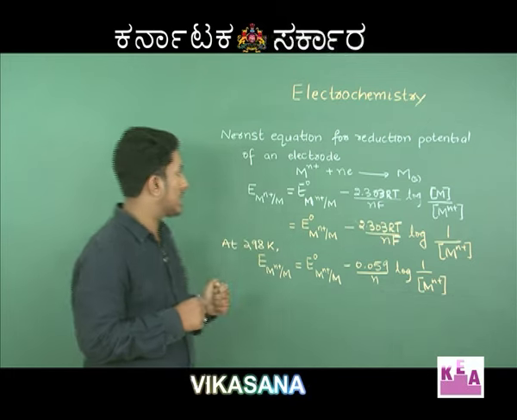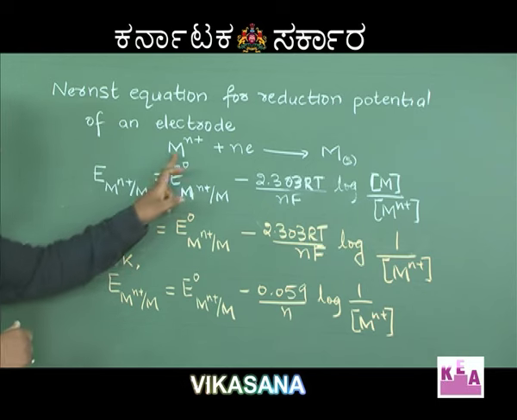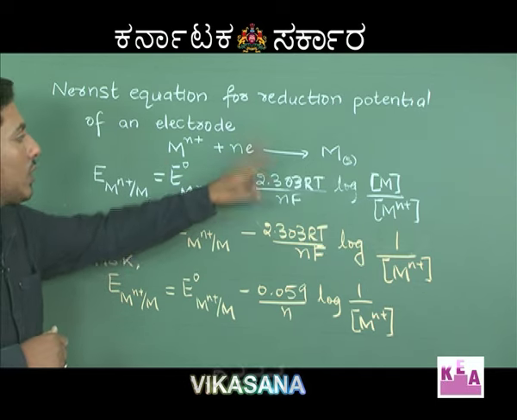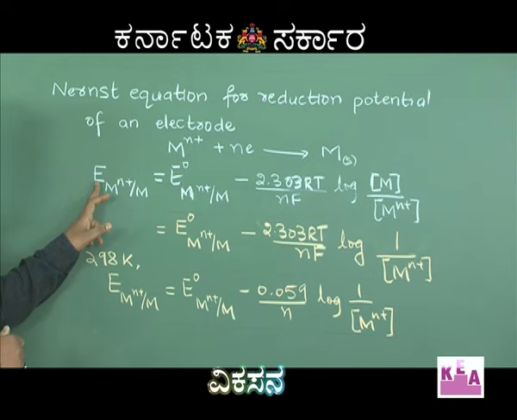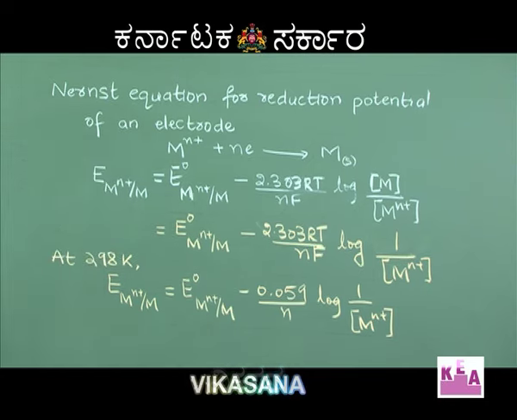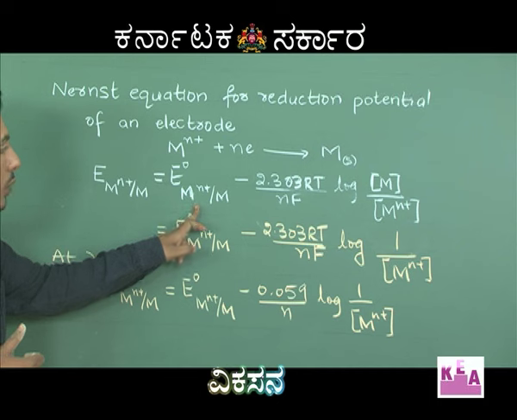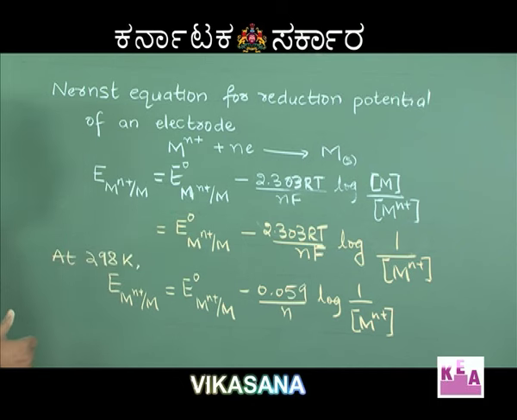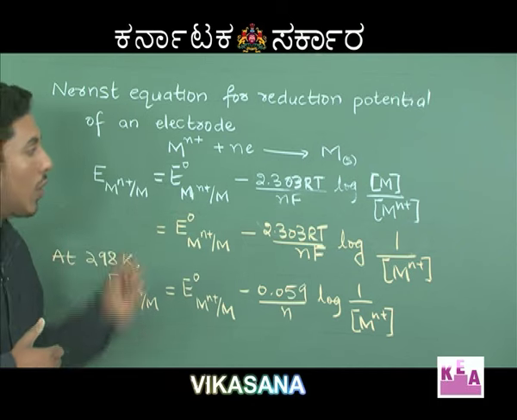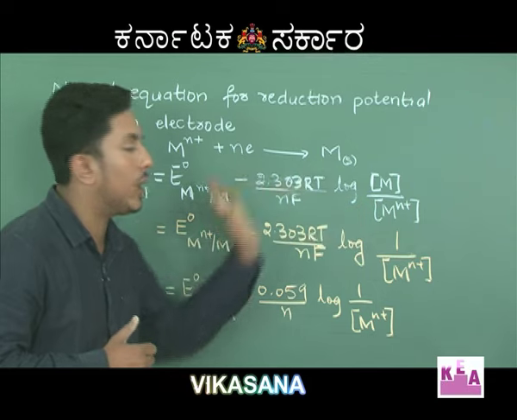The equation goes like this. For a reaction M^n+ + n electrons giving M, the electrode potential is equal to the standard electrode potential minus 2.303 RT divided by nF log of the concentration of metal divided by the concentration of the ions. Standard electrode potential is the potential measured under standard conditions, that is, at a temperature of 298 Kelvin and when the concentration of the ion is 1 molar.